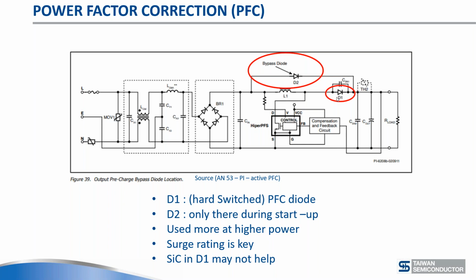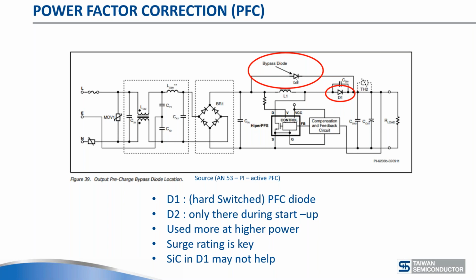So what you do is you use a bypass diode. This bypass diode is used whenever the power goes up a little bit. You don't use it at 25 watts, but you start using it well over 100 watts. But it is an important part of the circuit, and it only works for a couple of milliseconds. That's all it does.